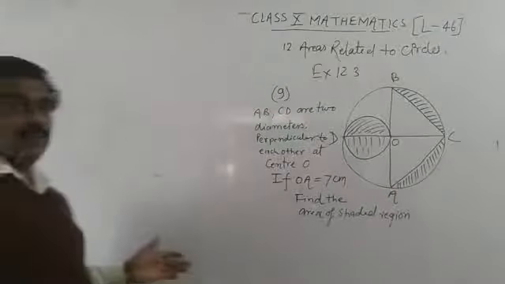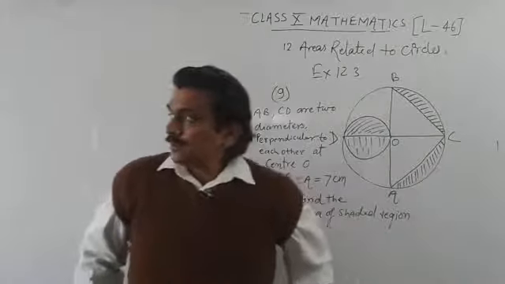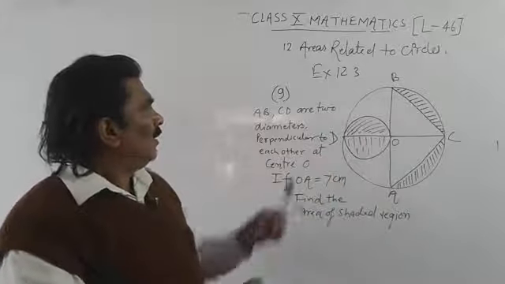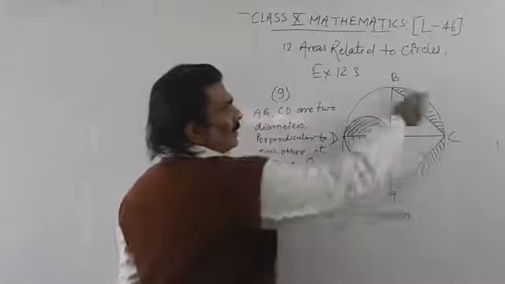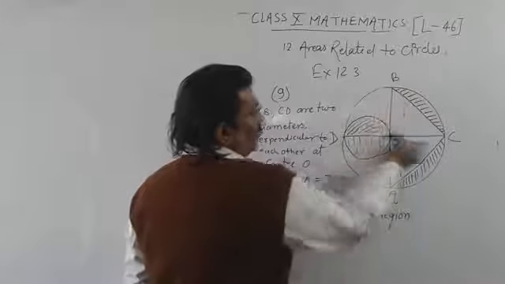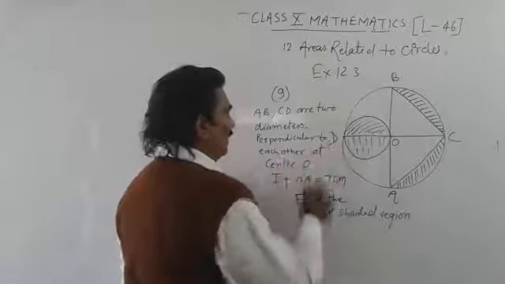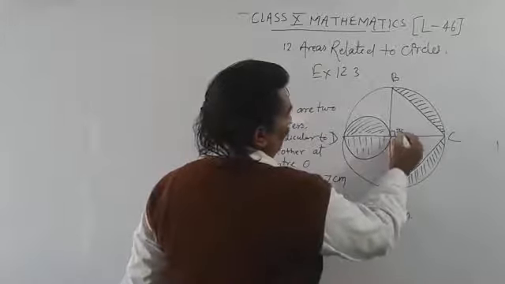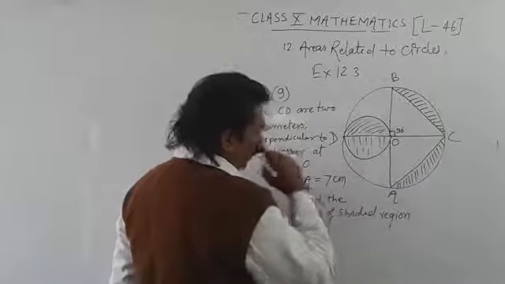So now students, we have another question of 12.3. In this question we have a diagram where AB and CD are two diameters of a circle, perpendicular to each other at center O. It means here there is 90 degrees. And OA is 7 centimeter.